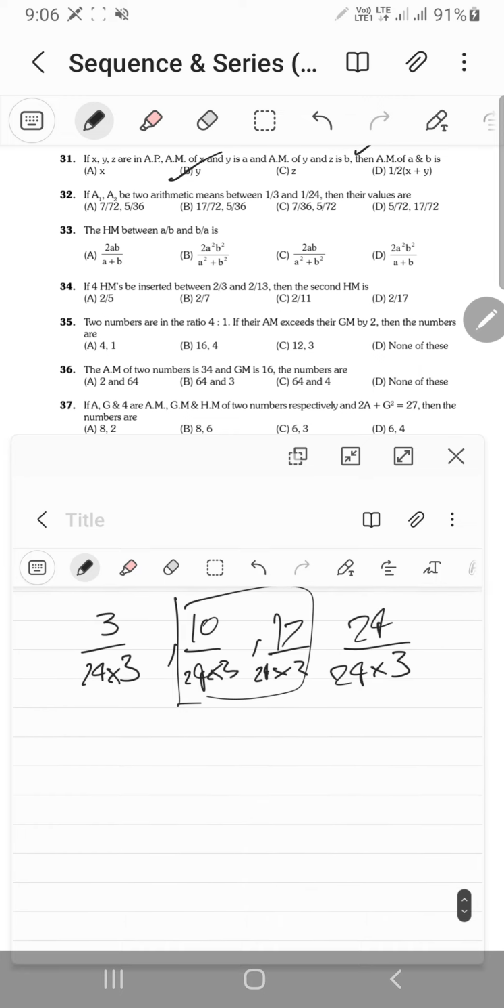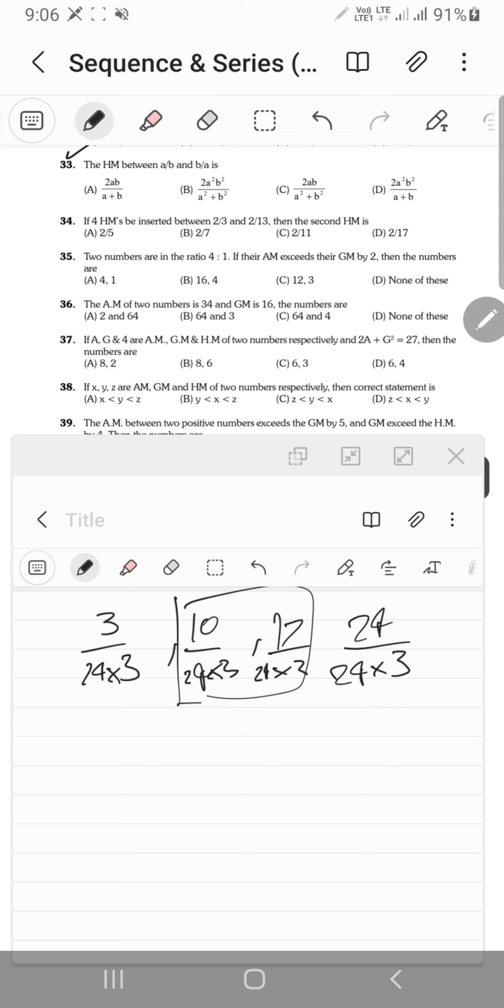Yeah, simplify this thing. So 24 into 3 is just 72. Okay, 17 upon 72, that must be there, and maybe this is the value because, well, no, not 5 upon 72. How does that make sense? 5 upon 36, that looks correct.